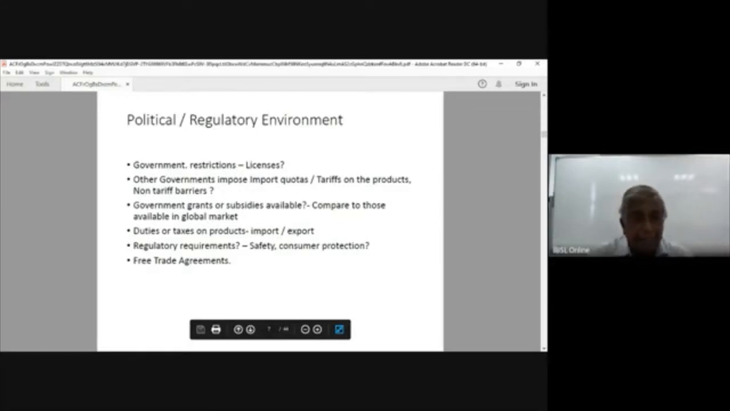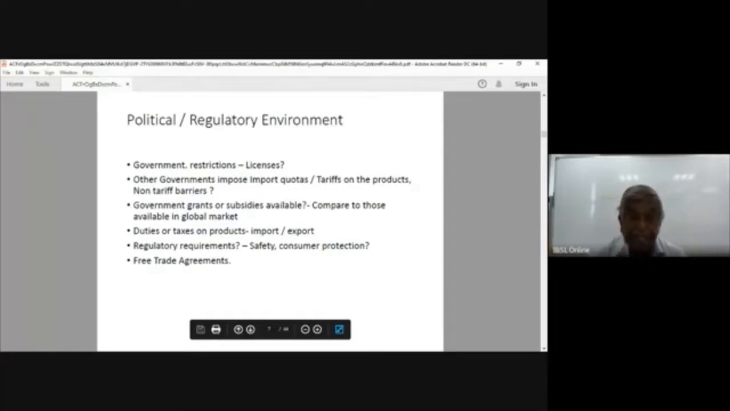Then, other governments impose import quotas. Now, the customer from Sri Lanka wants to export items to some other countries, foreign countries, Japan or European countries. So other governments impose import quotas. So when they import, whether import quotas are imposed, it is based on the quota system. You have to see that. Tariffs on the products. How are the tariffs on the product you are exporting to various countries?